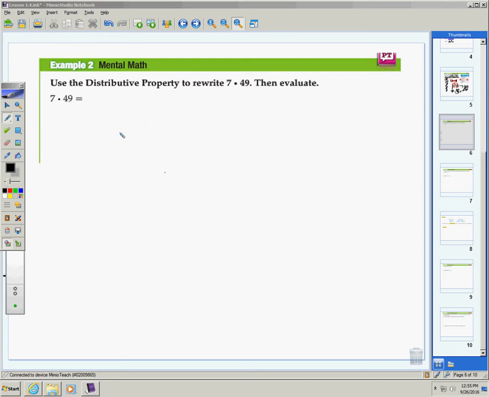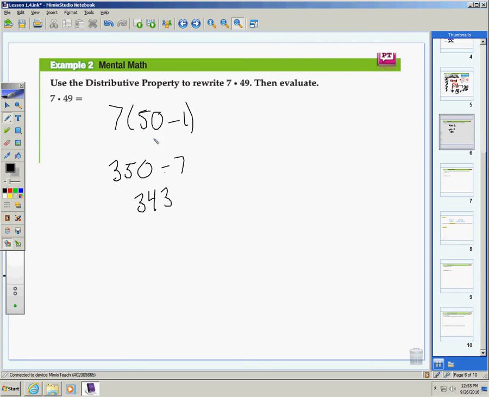So you could use the distributive property to rewrite 7 times 49, and you could rewrite it as 7 times 50 minus 1, because I can't do 7 times 49 in my head, but I can do 7 times 50 in my head, because 7 times 5 is 35, and then I add a 0, and then 7 times 1 is 7. So if I do 7 times 50 minus 1, I can get 343. And notice I just distributed the 7 to get these two numbers.